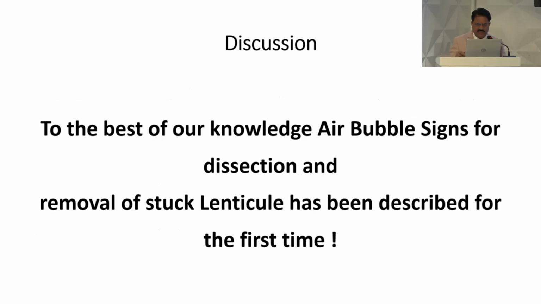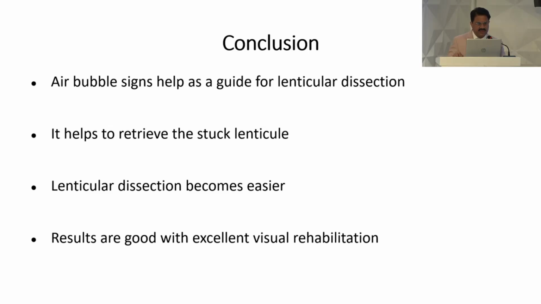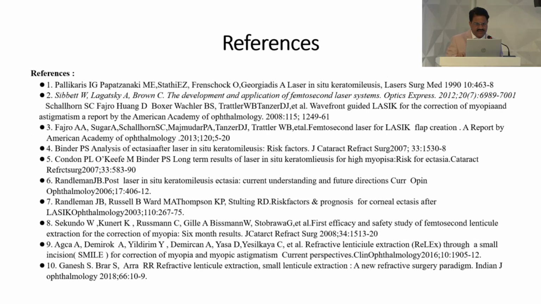To the best of our knowledge, air bubble signs for dissection and removal of stuck lenticule have been described for the first time. In conclusion, air bubble signs help as a guide for the lenticular dissection. It helps to retrieve the stuck lenticule. Lenticular dissection becomes easier. Results are good with excellent visual rehabilitation. These are the references. Thank you.